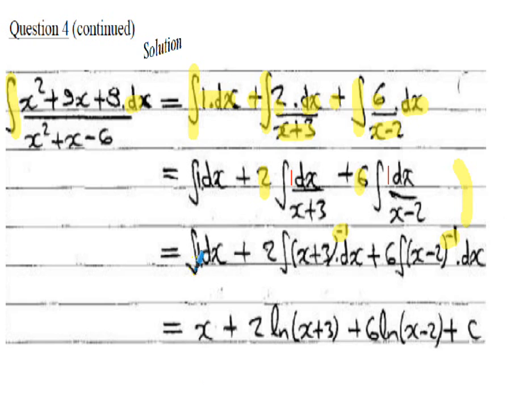So integrating the first term here with respect to x, 1 with respect to x becomes x. And then applying our standard form of the function dash over the function to the second and third terms, we can write the solutions down as plus 2 multiplied by ln of (x plus 3), and then plus 6 multiplied by the ln of (x minus 2), plus the constant c, the integration constant.